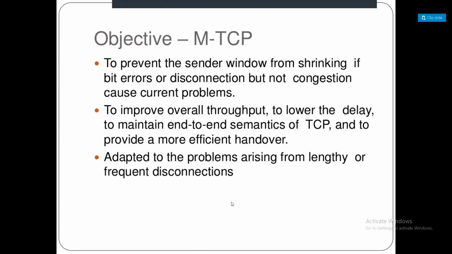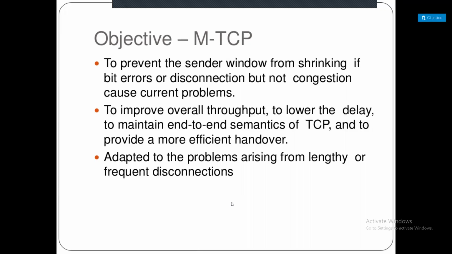We have already discussed this throughput point in the previous class, in the slow start mechanism. In slow start, the throughput is decreased. Here in MTCP, the major objective is to improve the overall throughput and lower the delay.